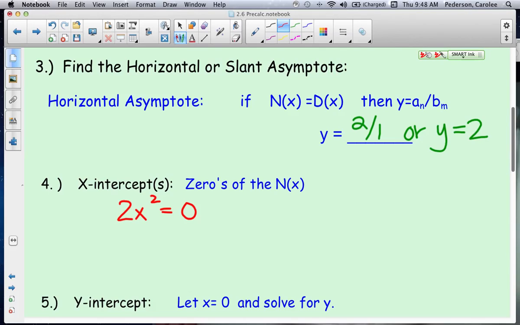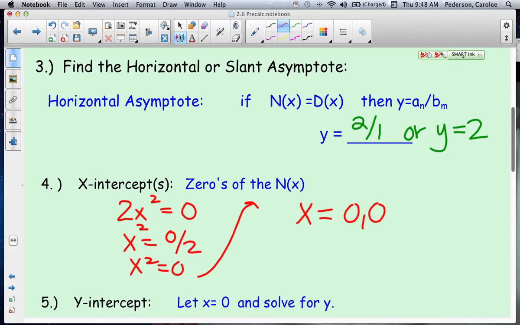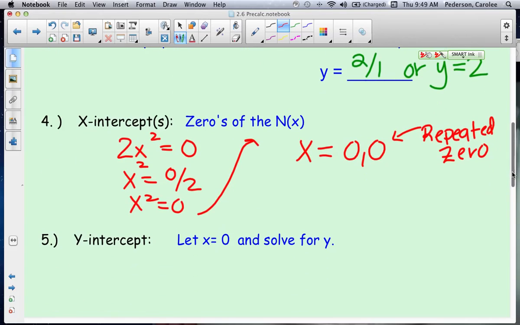So we would first divide by 2. Reduce it. Then solve for x. So you would square root both sides, and you get x equals 0 and 0. I have two zeros at 0. Those are called repeated zeros, multiplicity of 2. So our x-intercept is at 0, 0.